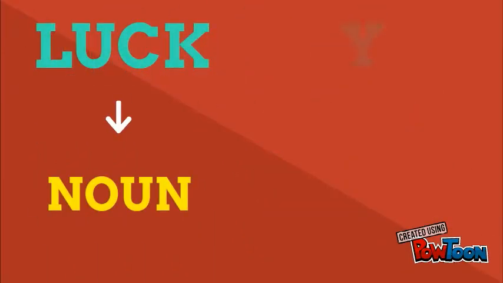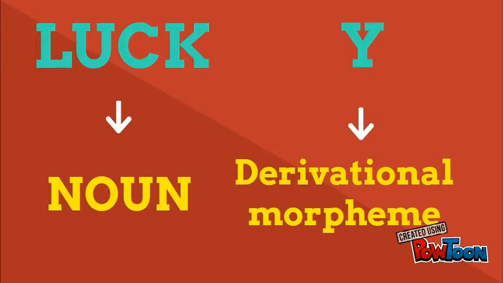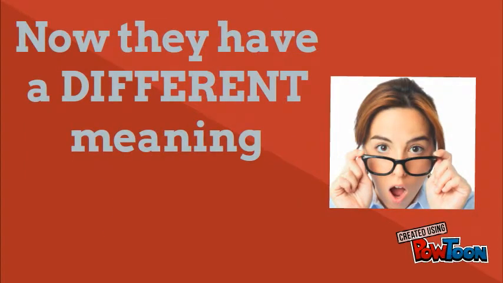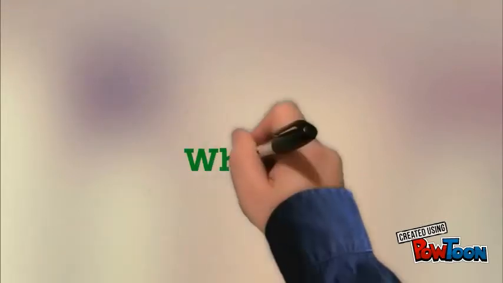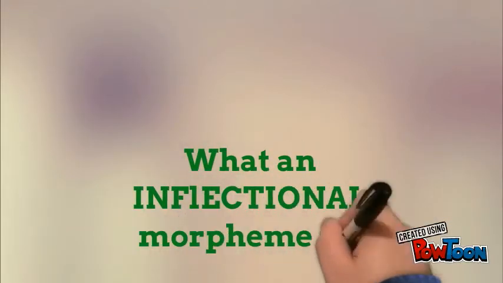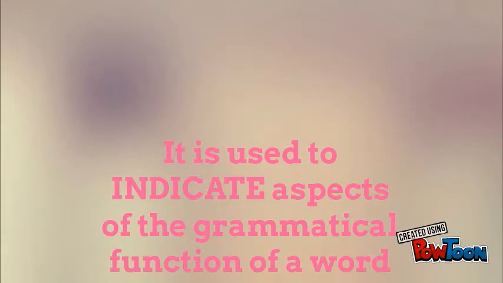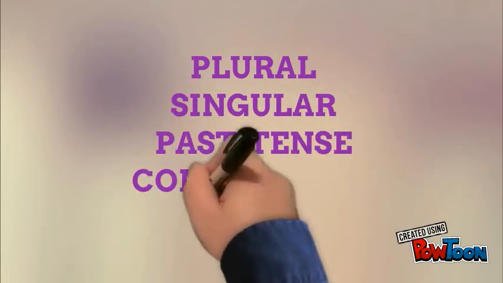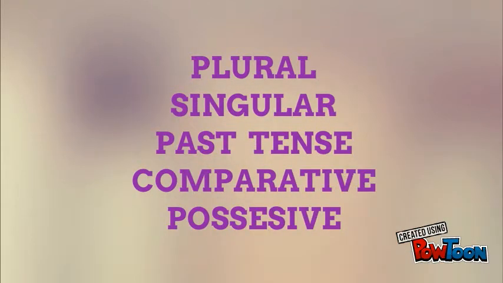For example, in the word lucky, luck is the noun and the letter Y is the derivational morpheme because together they become an adjective and now it has a different meaning. Now that we already know how to identify a derivational morpheme, let's learn what an inflectional morpheme is. It is used to indicate aspects of the grammatical function of a word. For example, if a word is in plural, singular, past tense, comparative, or possessive.